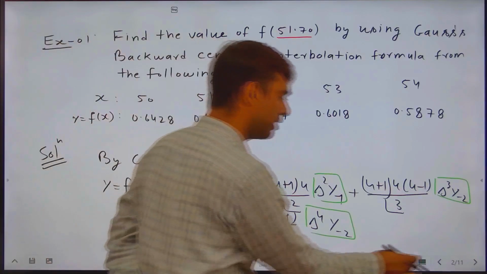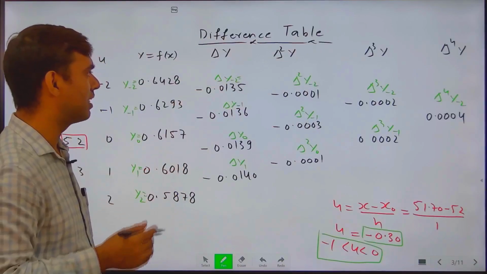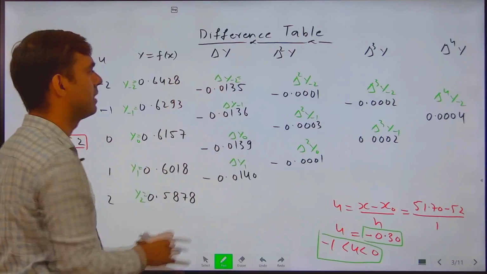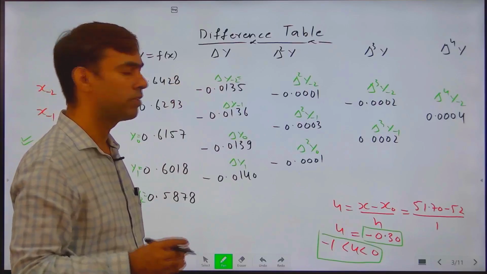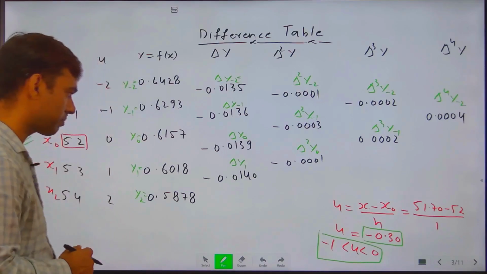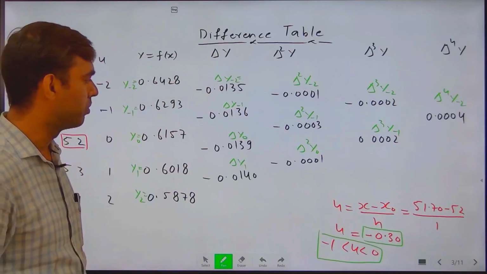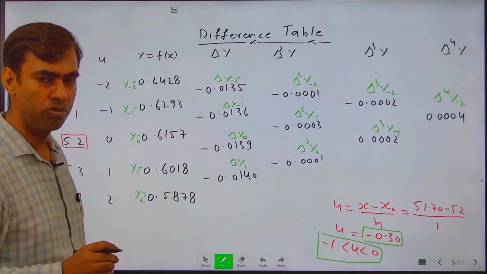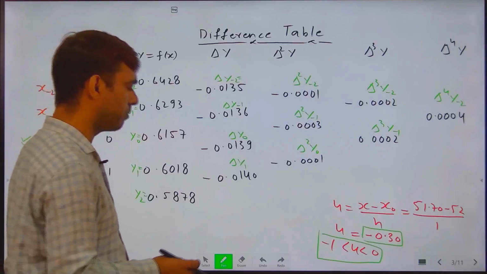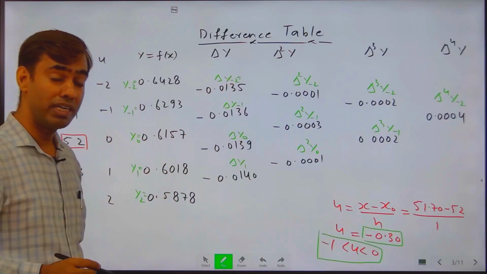Means one way to identify which one is del y-2, del y-1, del 2 y-2, del 3 y-2, del 4 y-2, we just write the values of the first order, second order, third order, and so on, forward differences in terms of notation. And we already calculated the value of u, and u lies between -1 to 0. So this is going to give the most accurate value if we use the Gauss backward central interpolation formula. So we just put the values of u and these values.